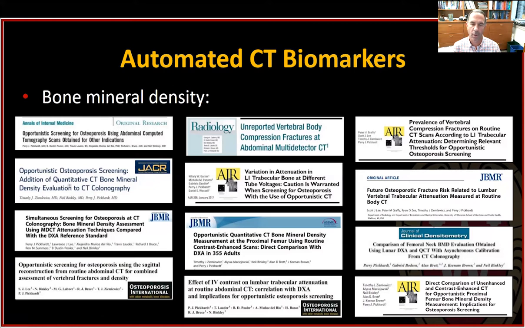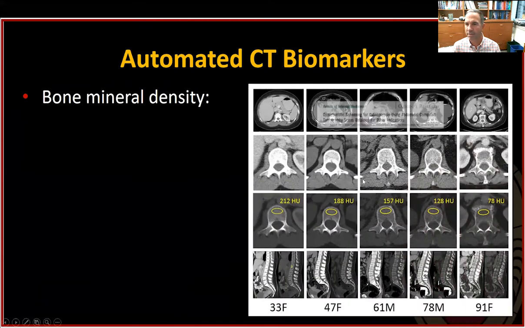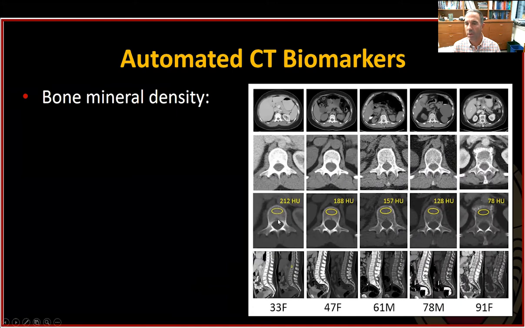CT bone data is very robust. So we've been doing this for quite a while. And here's an example. This is from a paper we wrote, I guess it's going on 7 years ago now, where you place the region of interest in the trabecular space. And these are just different examples of patients with normal to very osteoporotic bone mineral density.